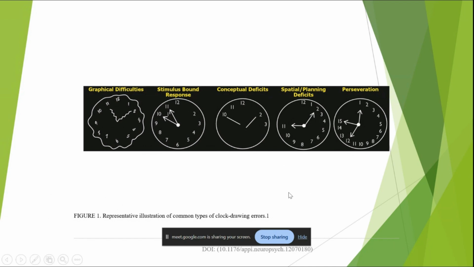So this is an illustration of the common types of clock drawing errors. We have the first one, which is the graphical difficulty. We can see that the circle is not a smooth circle, and also the hands of the clock are quite rugged. I'm going to explain more about what each of these means, but this is just to give an idea of the different types of clock drawing errors that could occur. So we have the stimulus bound response, the conceptual deficit, the spatial slash planning deficit, and also the perseveration error.